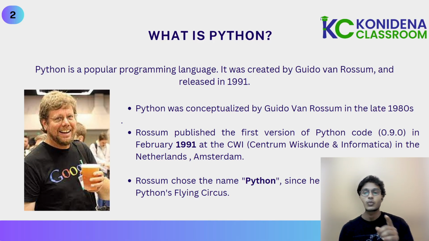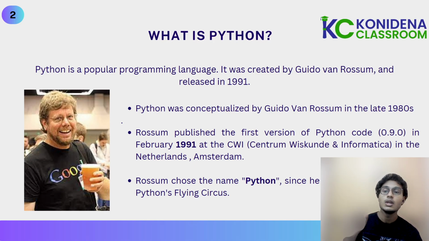Around the 1980s, Guido van Rossum had an idea that he could build his own programming language. So he conceptualized it, but he needed a team. He worked at Google. He got his team, and around 1991, he released the first ever version of Python. He released the first ever version of Python code.